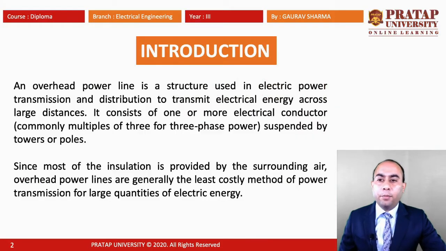Now, an overhead power line is a structure used in electric power transmission and distribution to transmit electrical energy across large distances. It consists of one or more electrical conductors suspended by towers or poles. Since most of the insulation is provided by surrounding air, overhead power lines are generally the least costly method of power transmission for large quantities of electrical energy.